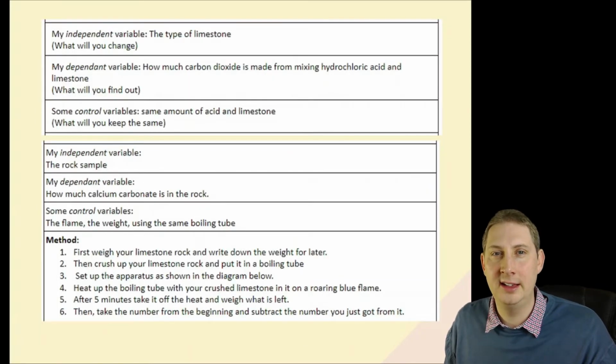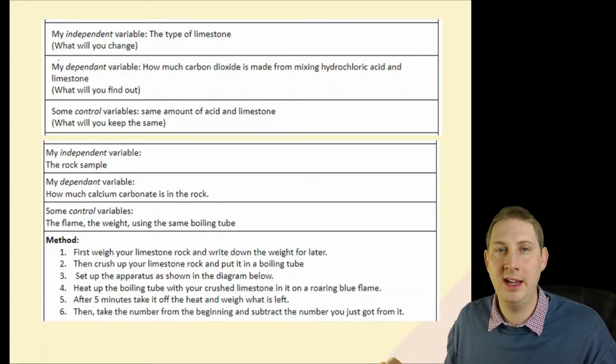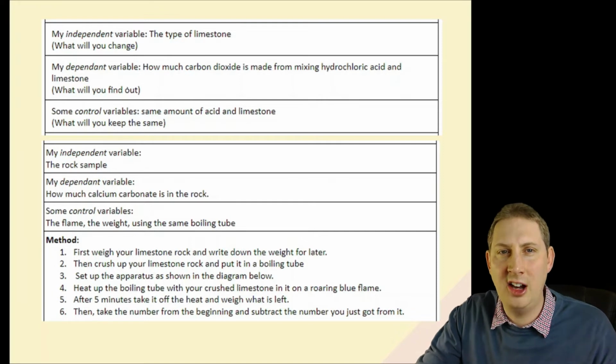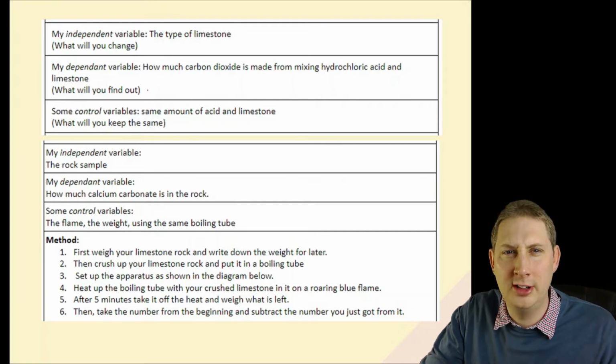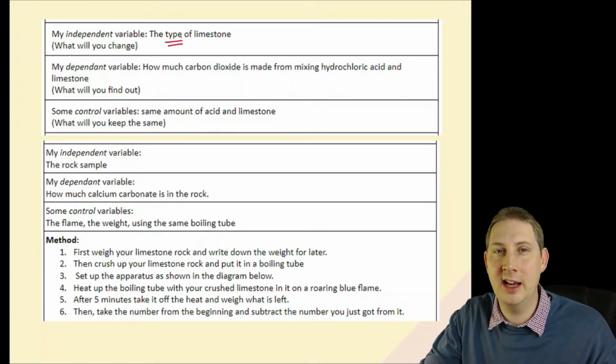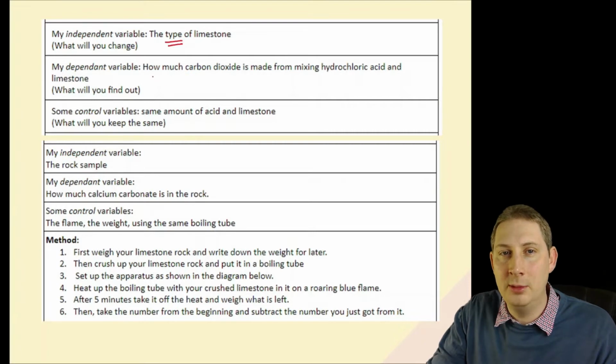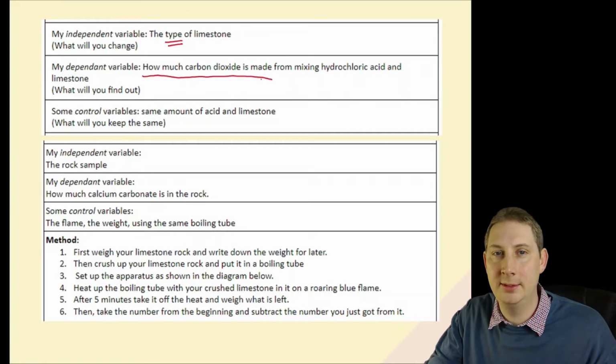Here's another example, and this one is much better. My independent variable is the type of limestone. Good. We're being specific here. Not the mass, not the colour, not the smell, the type of limestone. The dependent variable, how much carbon dioxide is made. Brilliant. That's what you can measure.